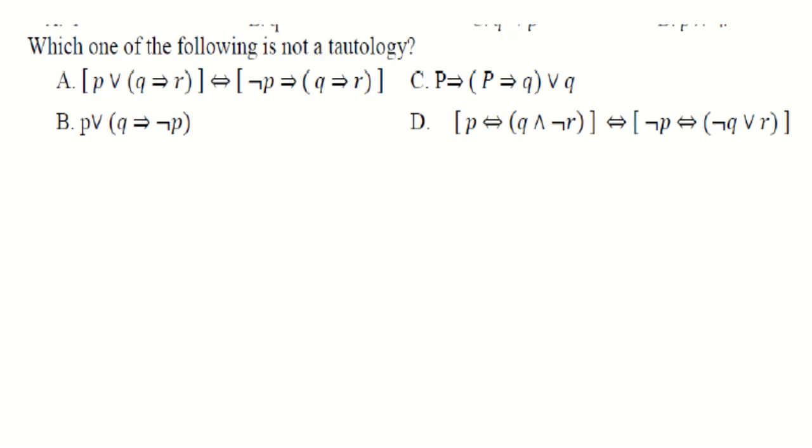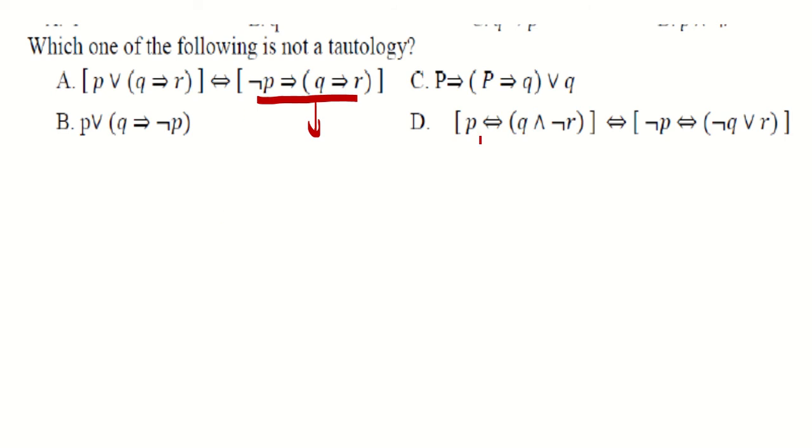Okay, when you go to the next one, which one of the following is tautology? So P or Q implies R. So we can change this one and check. Negation P means negation P implies Q implies R.